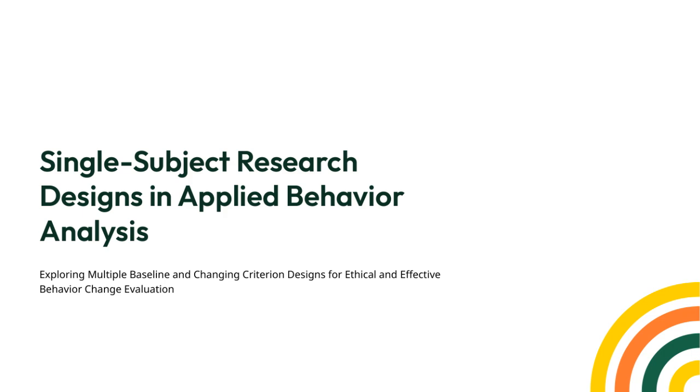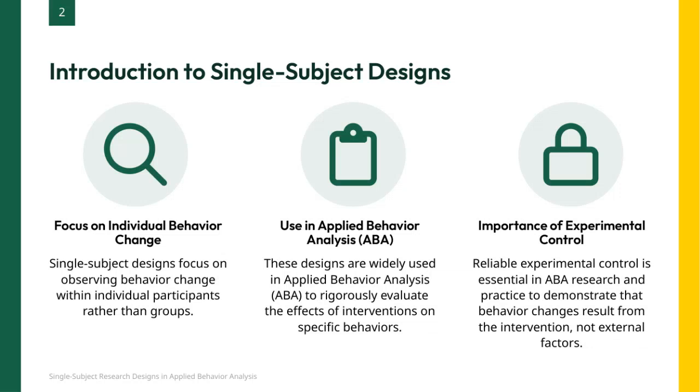Let's get started. Single subject designs center on tracking how behavior changes within individual participants rather than looking at groups. This approach is really helpful for understanding the unique effects of an intervention on a specific person. These designs are especially common in applied behavior analysis, or ABA, where the goal is to carefully assess how interventions influence particular behaviors. A key part of this process is maintaining strong experimental control.